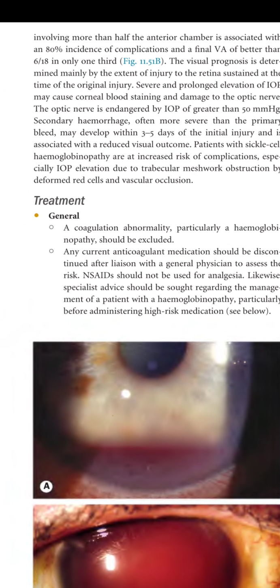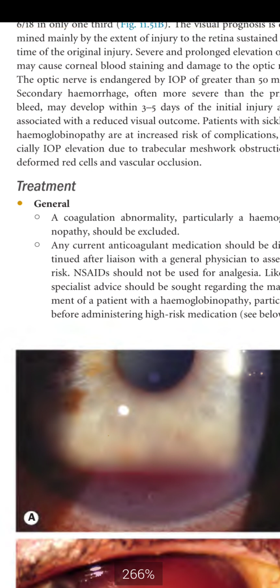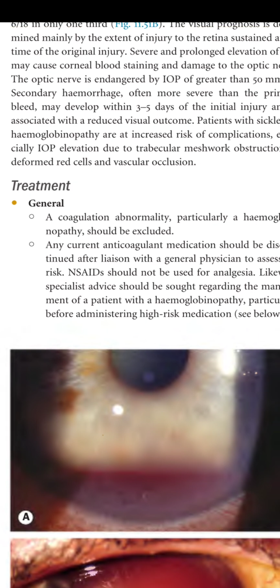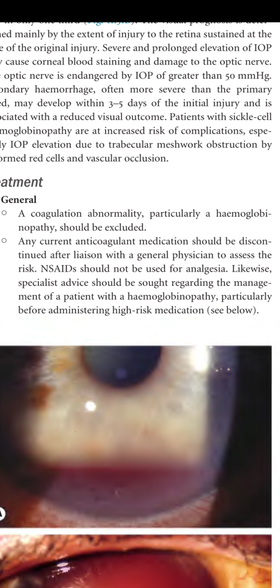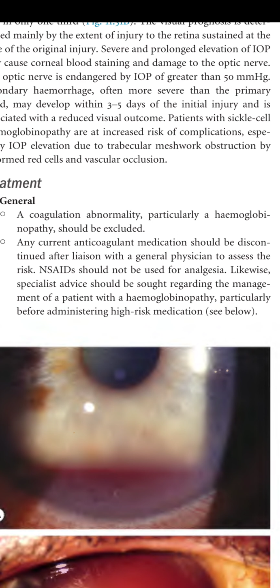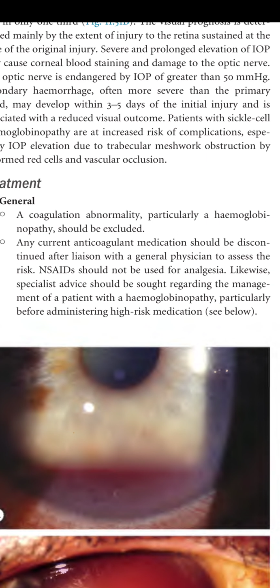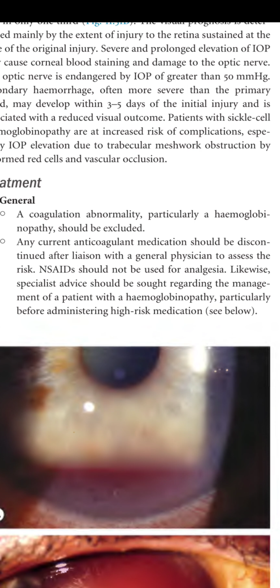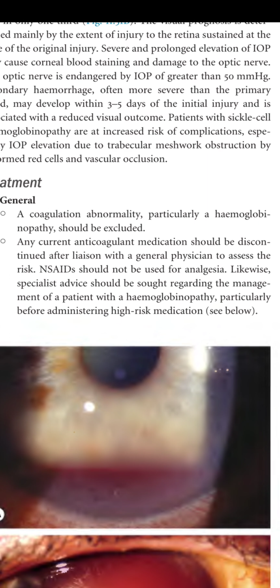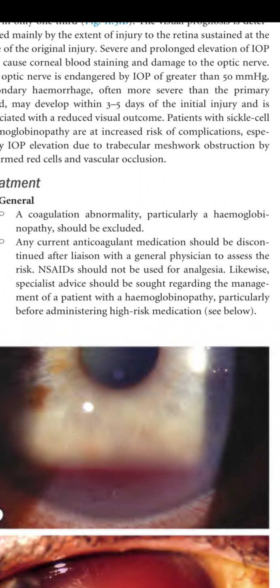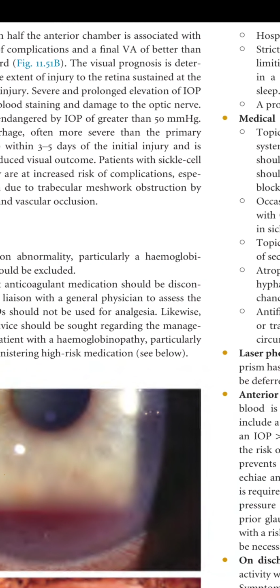So how will you treat a case of hyphema? A coagulation abnormality, particularly a hemoglobinopathy, should be excluded. Any current anticoagulant medication should be discontinued after liaison with the general physician to assess the risk. NSAIDs should not be used for analgesia. Likewise, specialist advice should be sought regarding the management of a patient with a hemoglobinopathy, particularly before administering high-risk medication.